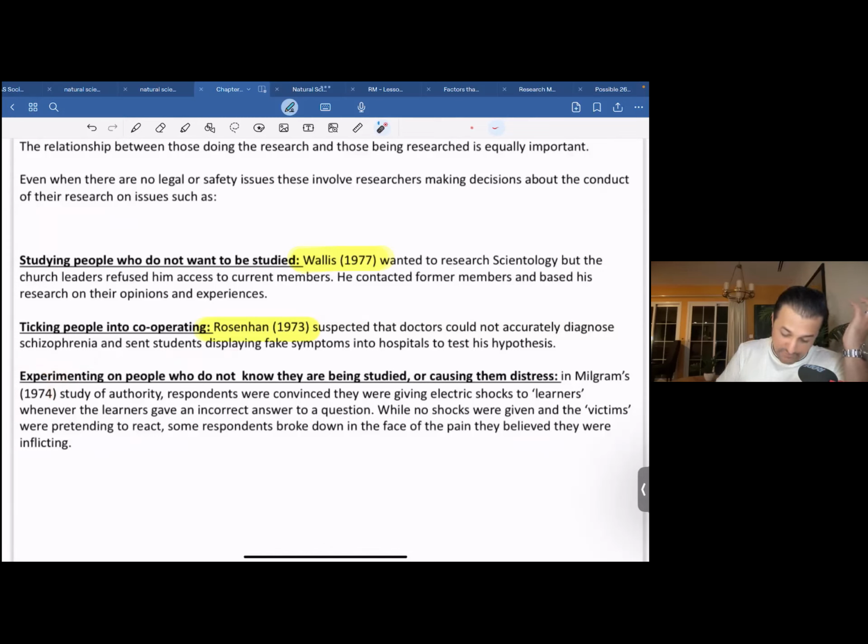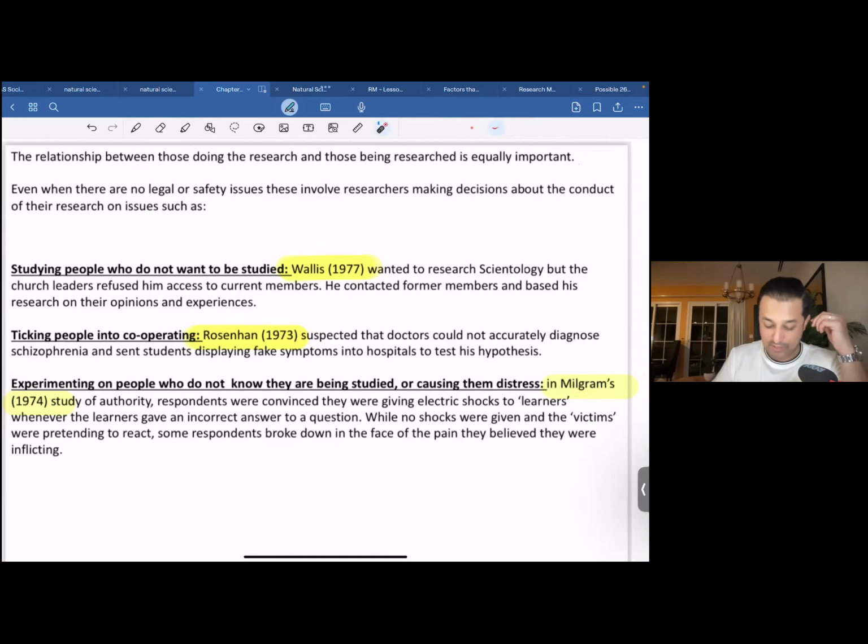So number three, this study by Milgram. This is very popular. If you're a psychology student, you'd know this. These are just references that you guys could use, and these last two are more popular when it comes to psychology. However, this one by Roy Wallace was on the Church of Scientology.